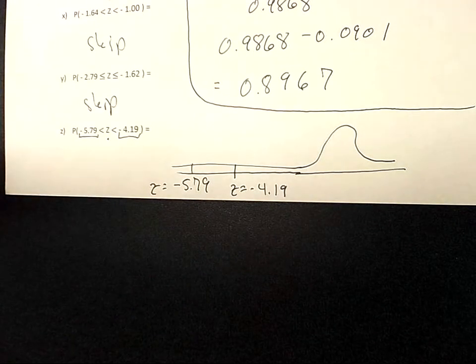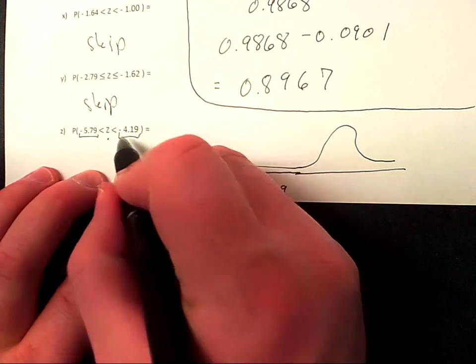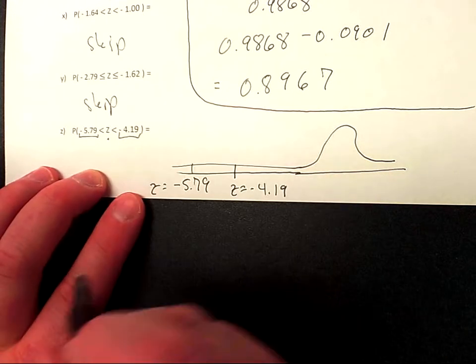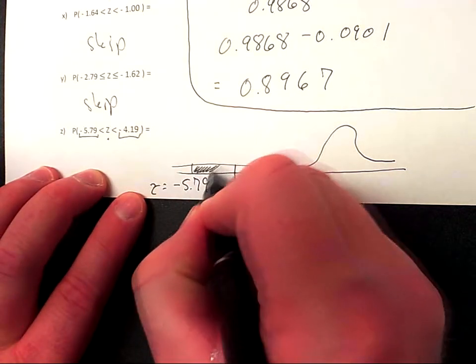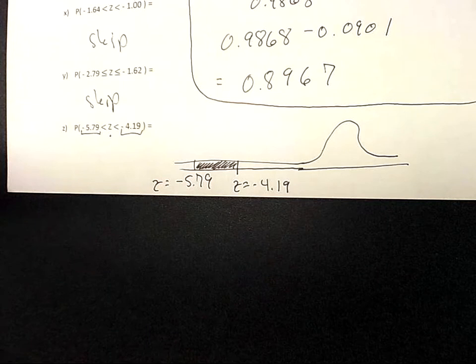Now, right, everybody good with this setup? Our next step is then to figure out where we're shading. Well, we're shading greater than negative 5.79, so to the right of negative 5.79, but to the left of negative 4.19 since we want to be less than that. So we're finding this shading region right here. And that's our setup.